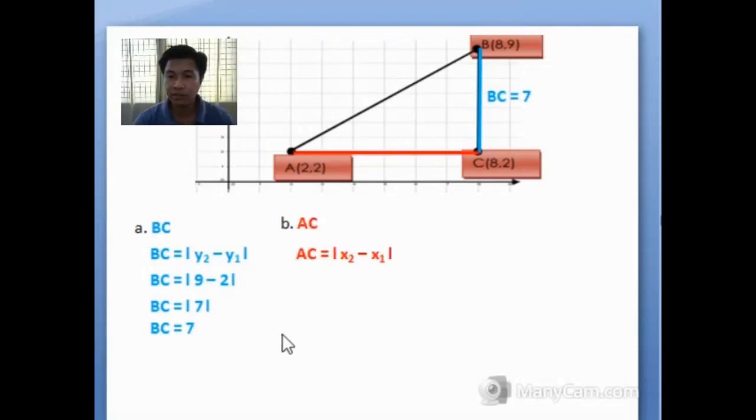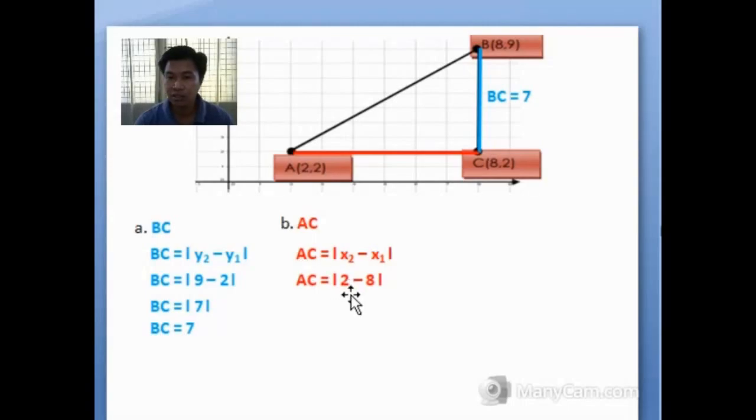Now let's take a look at the solution on how to find the distance AC, or segment AC. Since it is a horizontal segment, we only need to take the x-axis. So we take the absolute value of the difference of the x-axis between those 2 points: x sub 2 minus x sub 1.